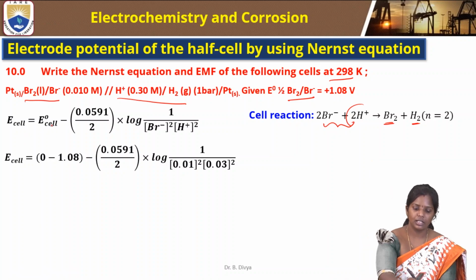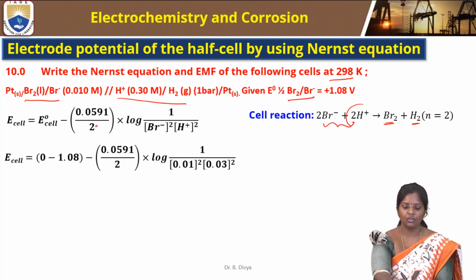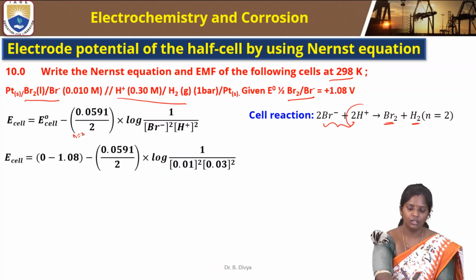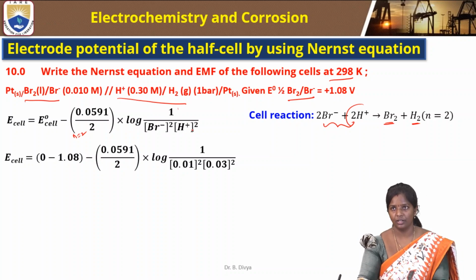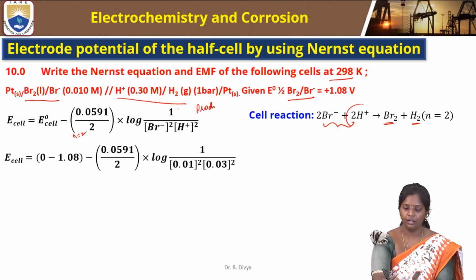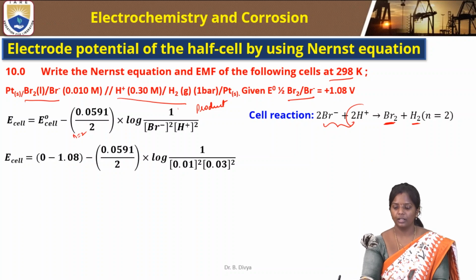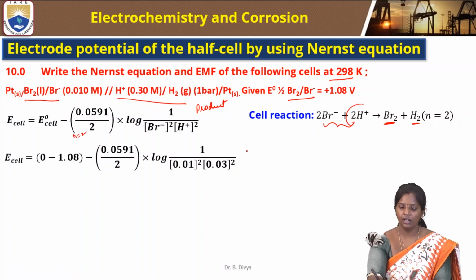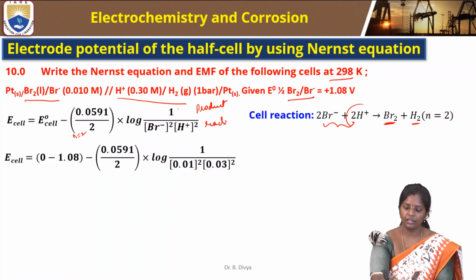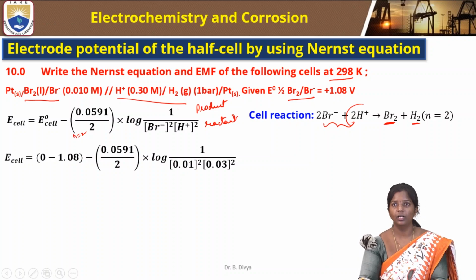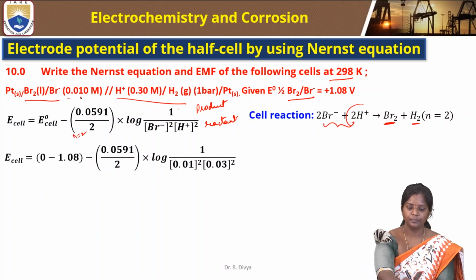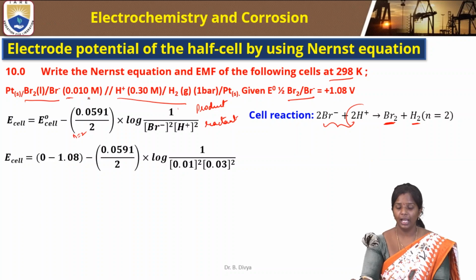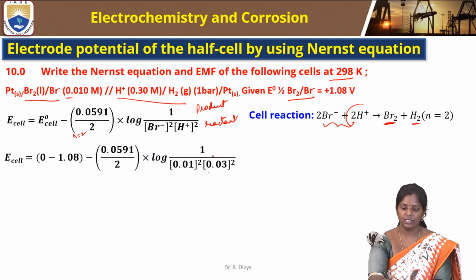So E cell is equal to E naught minus 0.0591 by 2, n is equal to 2, and log 1 by bromide concentration and H plus ion concentration. Why? Because this is the product again. Whenever there is Br2 and H2, it is taken as unity. In the ionic form, they become the reactants and the concentration is taken into consideration. So what are these concentrations? It is 0.01 for the bromide ions, and for the hydrogen ions, 0.03 molar.